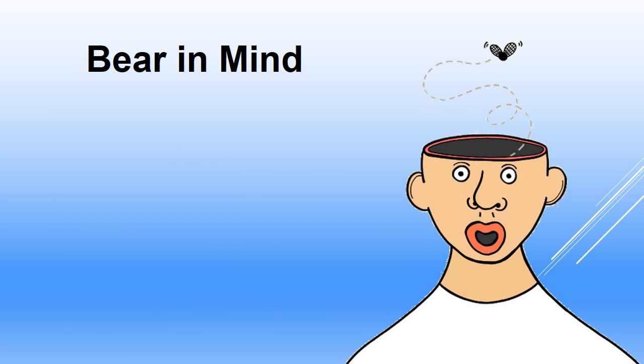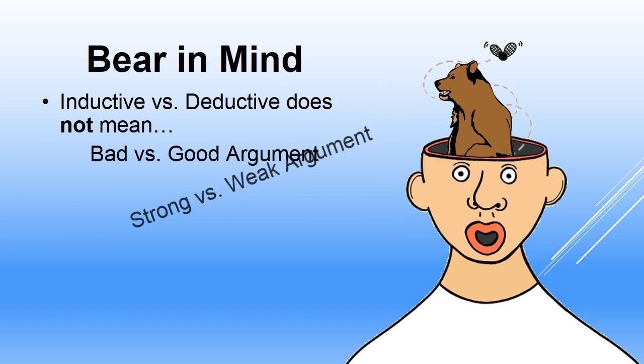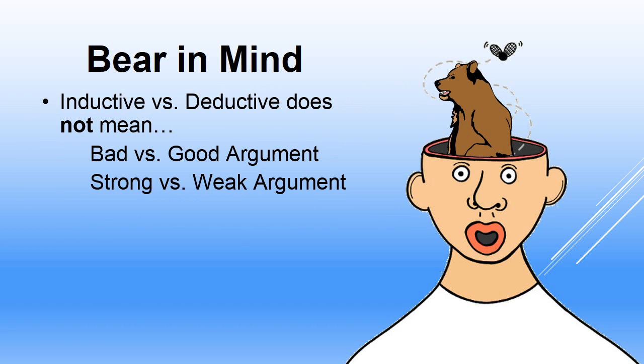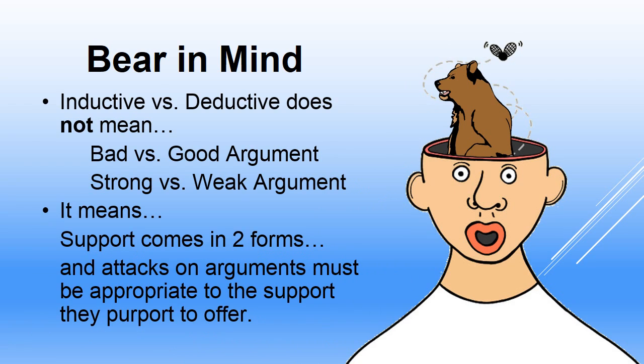Now, I do want you to bear in mind, and please pardon my pun about bears and minds, this distinction does not amount to the distinction between a good versus bad argument or a strong versus weak argument. All I've pointed out so far is that support for a conclusion comes in two forms, and if you ever want to attack somebody's argument, be sure to understand and make your attack appropriate to the degree of support the argument intended to offer its conclusion.